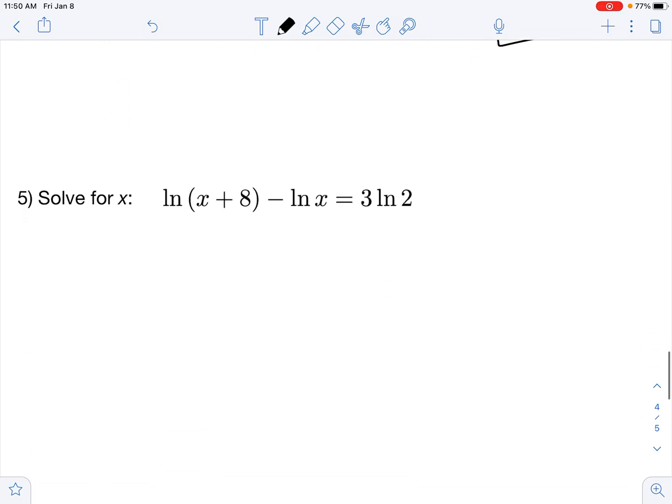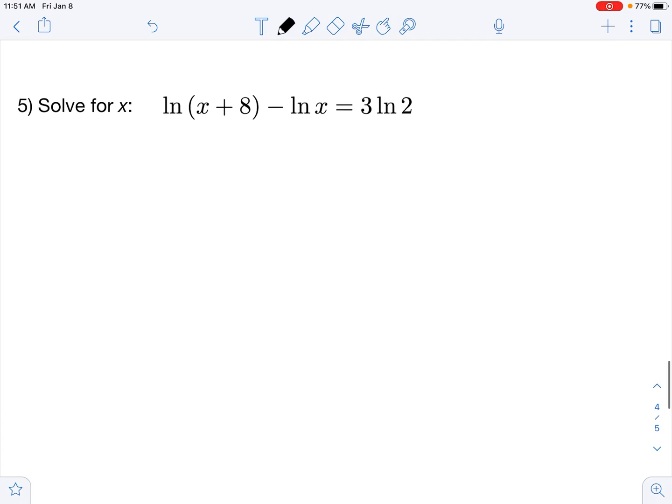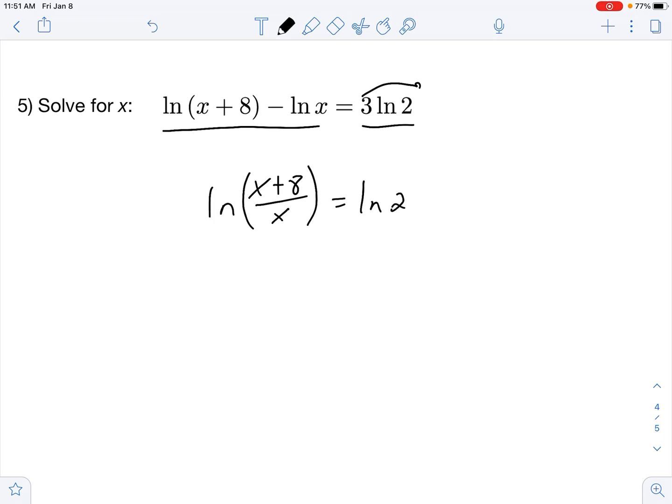All right, let's look at this last question. So now we want to solve for x. We can use the properties and we want to solve for x. Well, basically I'm going to need to kind of condense those in order to be able to solve for this x value. Well, I know with subtraction that is going to be division. So I can say that this side would be ln of x plus 8 over x because it's subtraction. And then over here, I can bring the 3 up to the top as an exponent. That's ln of 2 to the third. Now, of course, we can just say that that is ln of 8.